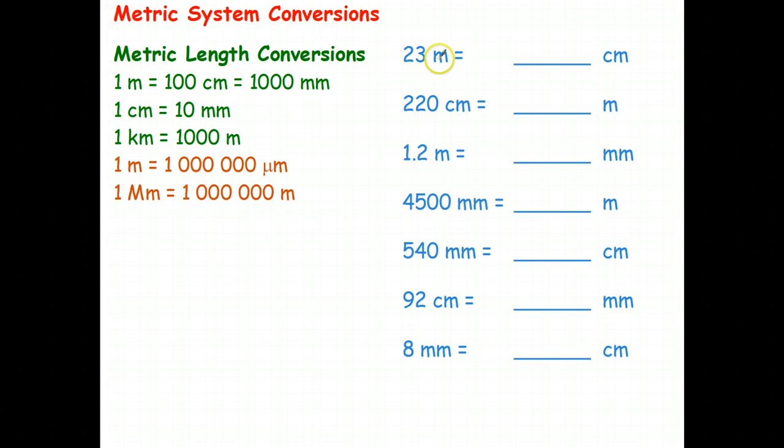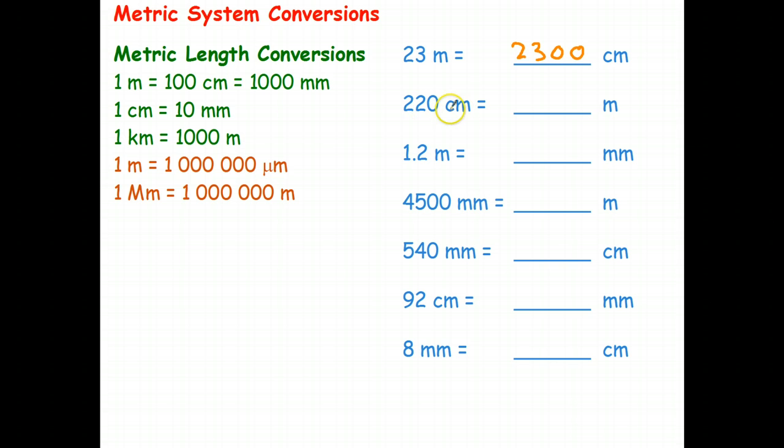So I'm converting big units into small units. Well, big to small means I need more of them. How many centimeters in a meter? Well, there it is. 1 meter is 100 centimeters. So I need to multiply that by 100, and I get 2,300 centimeters.